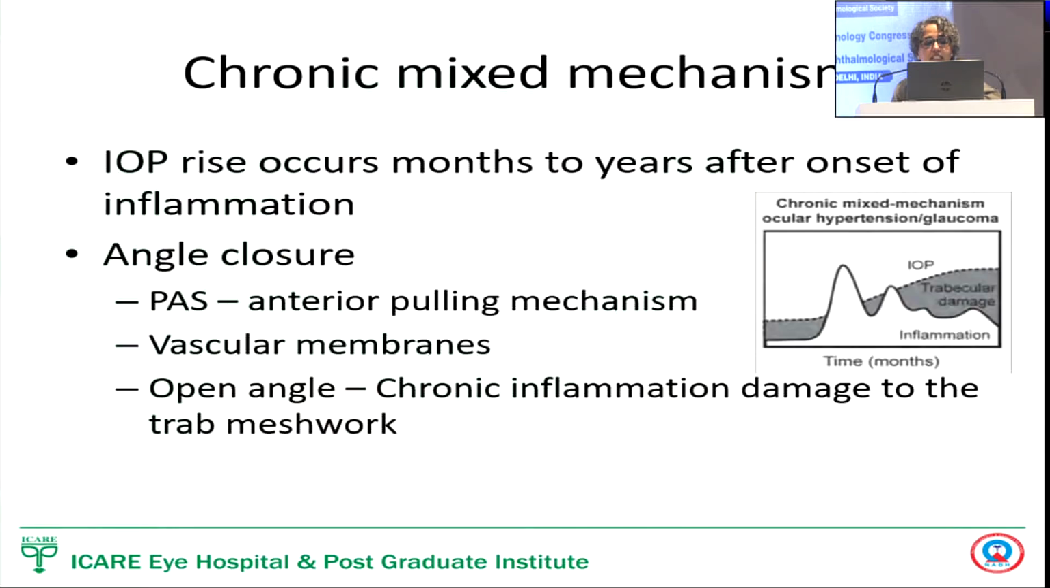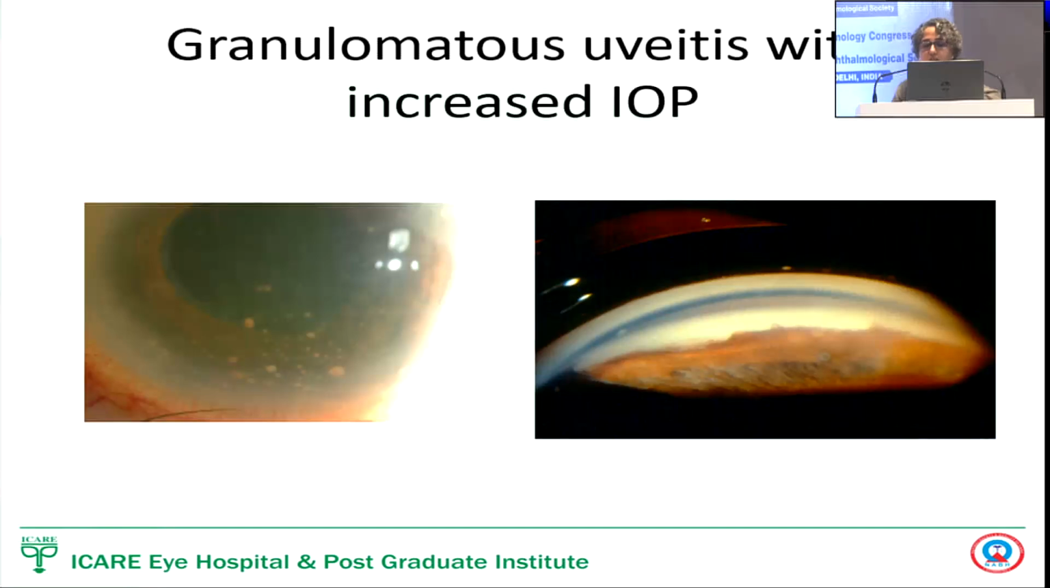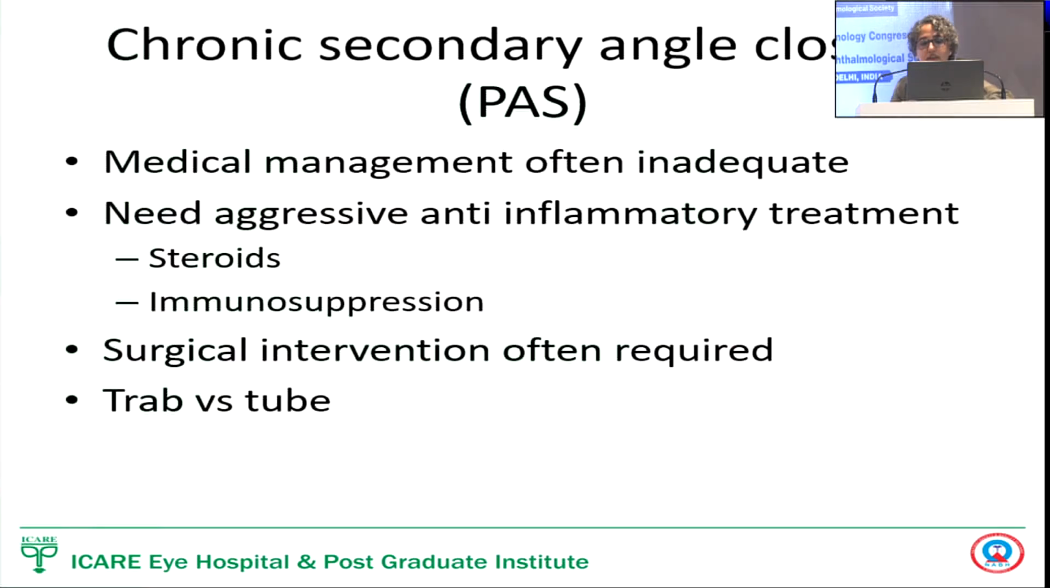Chronic mixed mechanism again, where you can have multiple things happening, pupillary block, non-pupillary block mechanism as well, maybe some steroid response also thrown in, and also maybe some trabecular scarring or inflammation in it. So again, you have to have a multi-pronged approach in treating such eyes. Granulomatous eyes can have a higher tendency of developing uncontrolled glaucoma, which might later require a surgery as well.